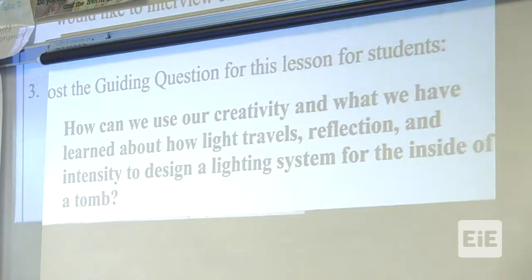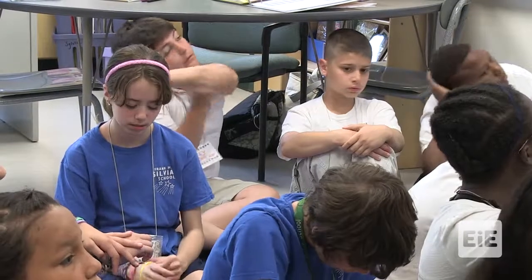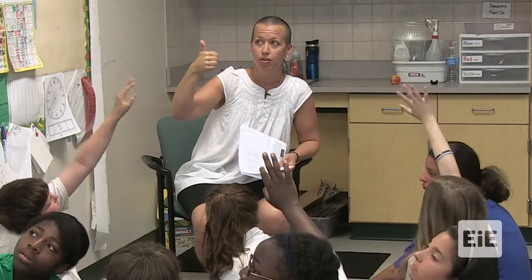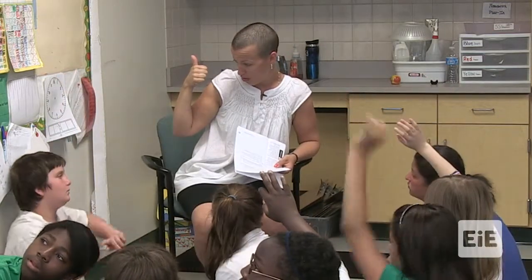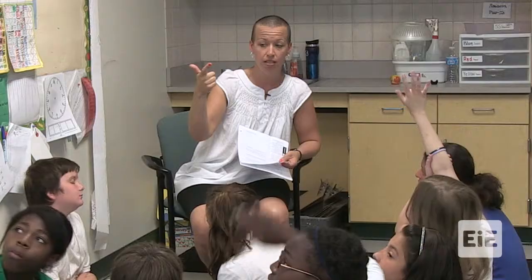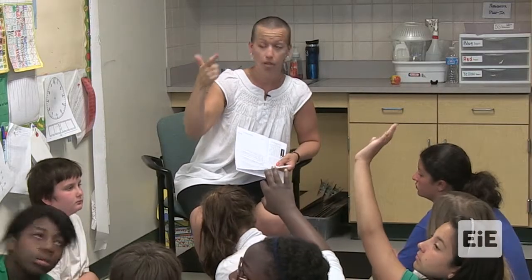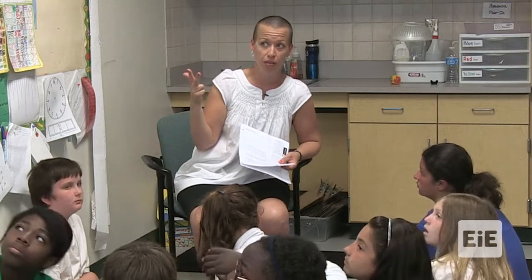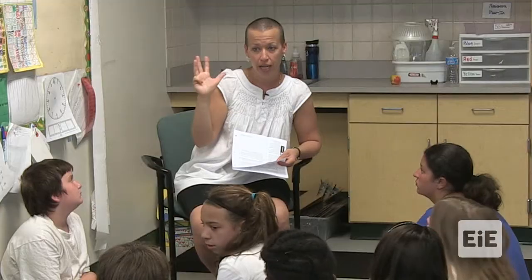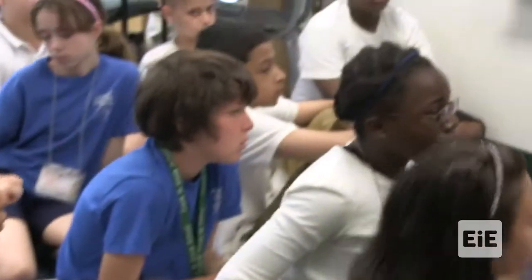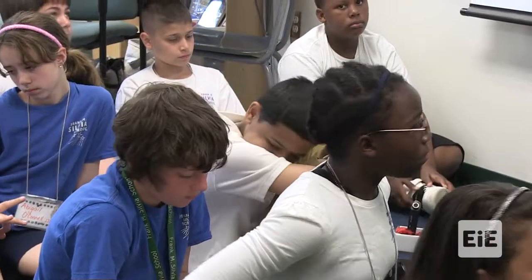What do we already know that's going to help us today? Zachary, give me one. Reflection. So we're going to use what we know about reflection. We're going to use what we know about intensity. You're going to use your creativity. And the fourth thing? How light travels. What you've learned about how light travels. So you're going to combine all of those ideas, and what are you designing today? Lighting system. A lighting system for the inside of a tomb.